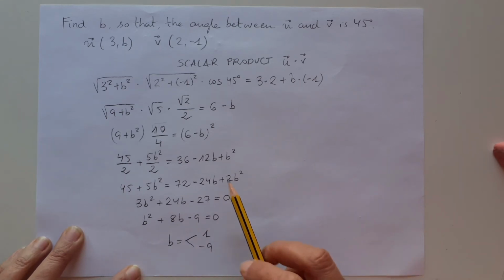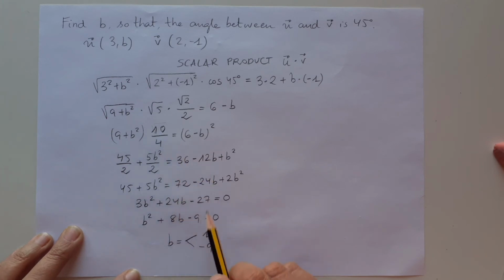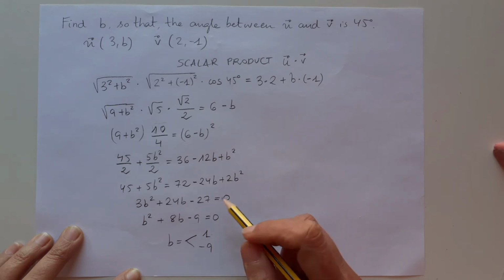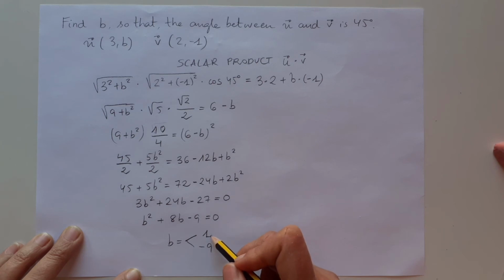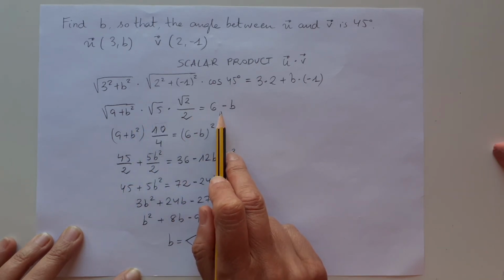But since this is an irrational equation and we squared the equation, we must check if the solutions are correct, because sometimes we can include not valid solutions when we square the equation. So to check if this is true, we are going to check it here.